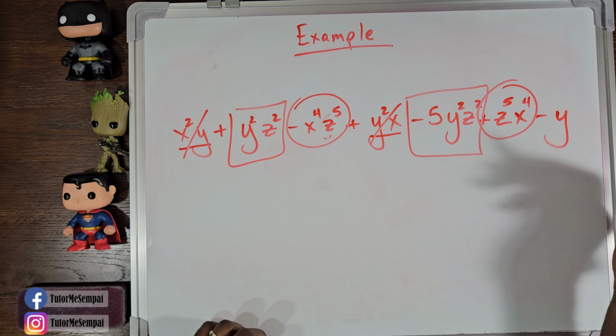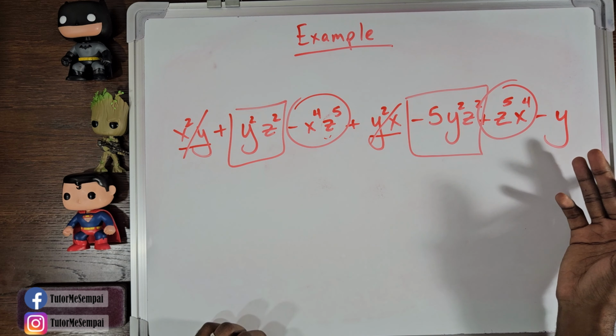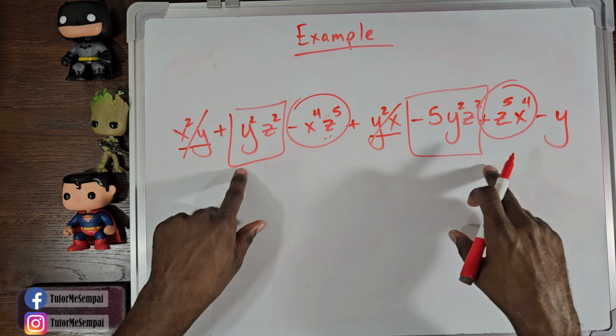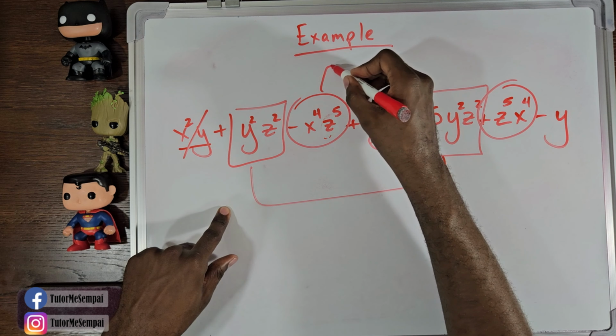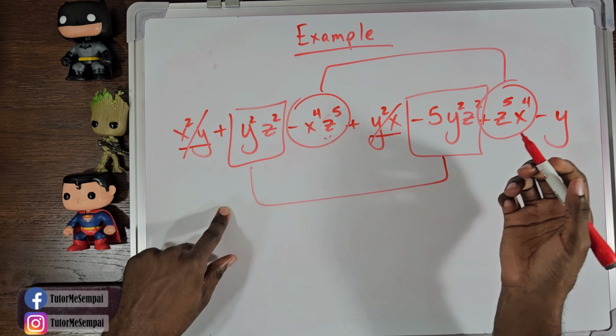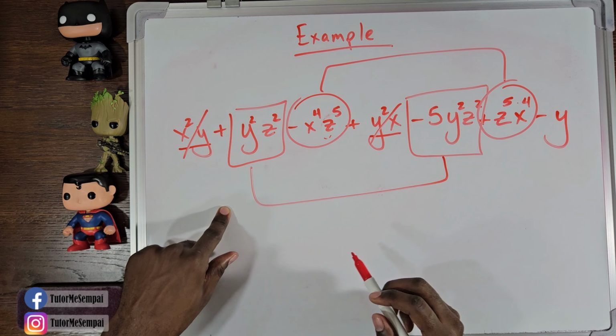And all that's left is a y, but there's nothing else to compare it to, so we leave it alone. This is showing you that these are the same. Well, not the same, but they're like terms. And these are like terms.